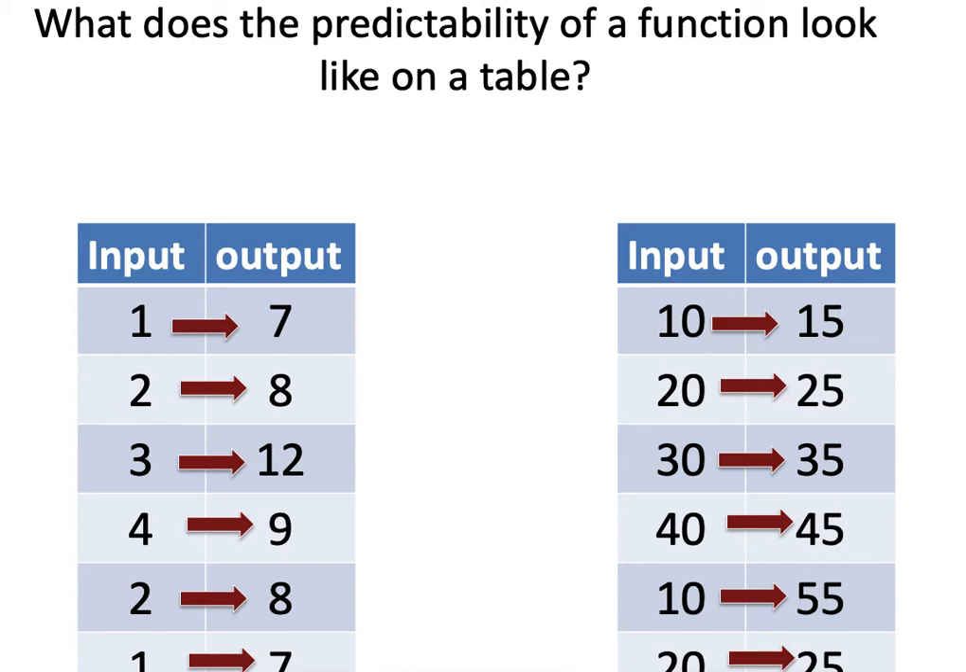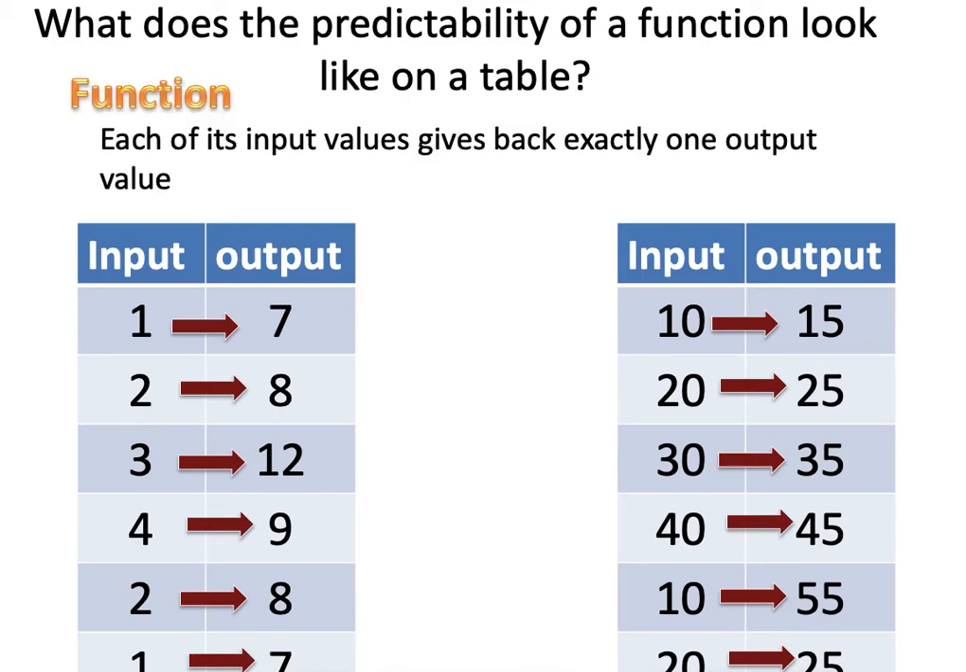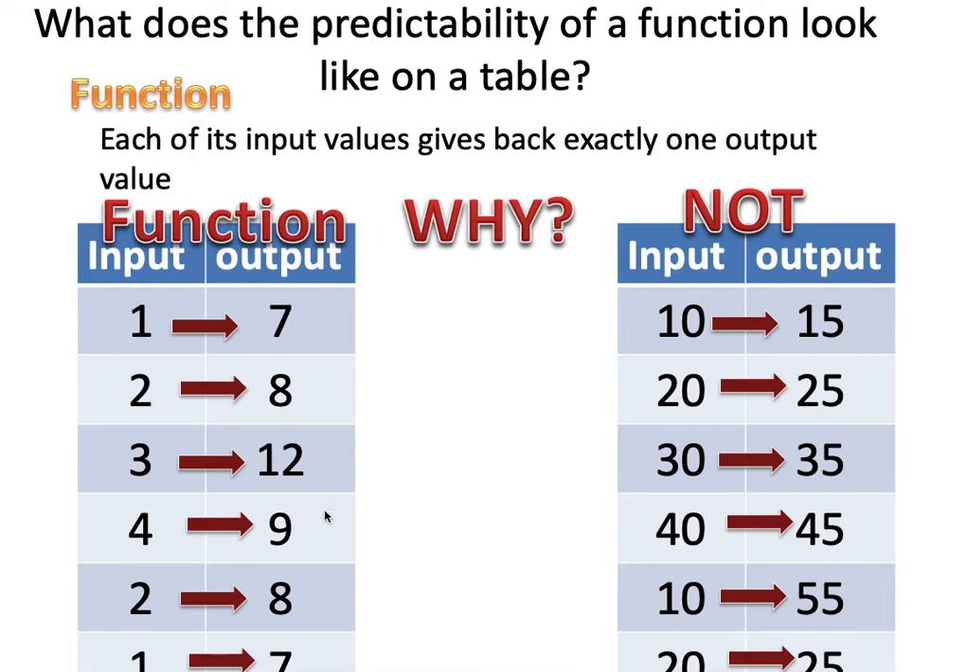Okay. So you don't have to write anything down. But the question is, what does predictability of a function look like in a table? Each of its inputs gives back exactly one output. This one is a function, this first one. The second one is not a function.